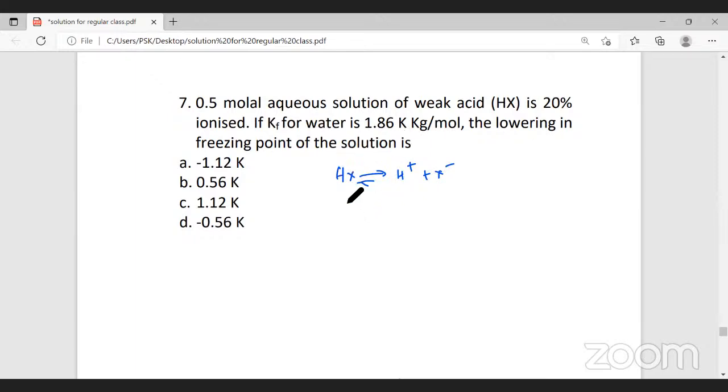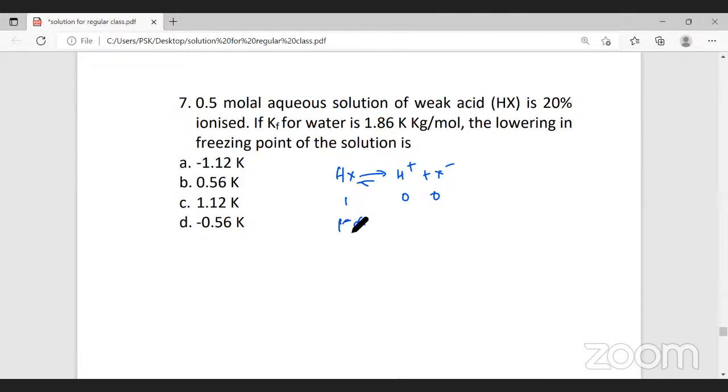Initially, we have 1 mole of HX, and H plus is 0 and X minus is 0. But the degree of dissociation is given as alpha. So from 1, alpha dissociates because it's a weak acid that doesn't undergo complete dissociation, only partial dissociation. Therefore, we write it as 1 minus alpha.